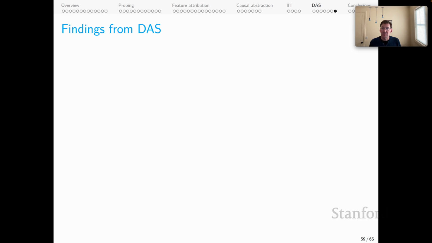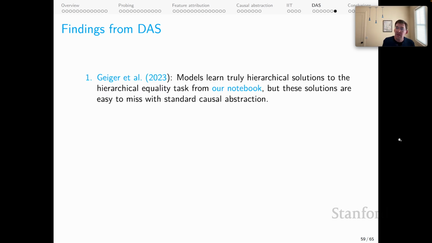Findings of DAS so far, these are pretty nuanced. In our DAS paper, we show that models learn truly hierarchical solutions to a hierarchical equality task. This is in fact the one that's reviewed in our notebook for this course. But those solutions are easy to miss with standard causal abstraction because of this non-standard basis issue.